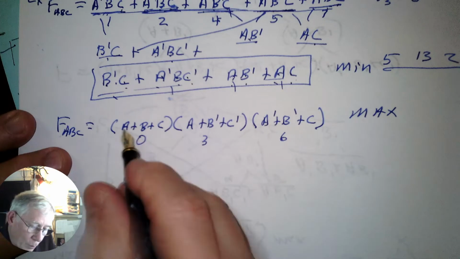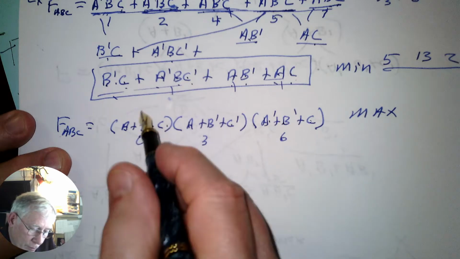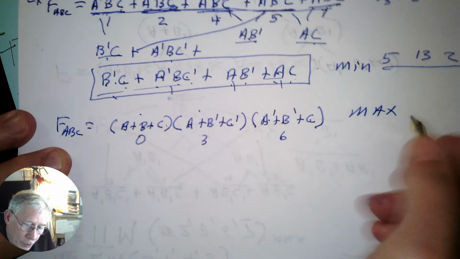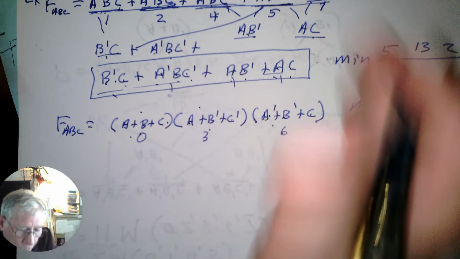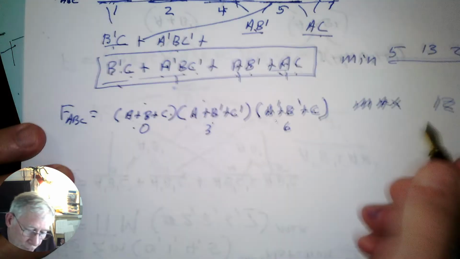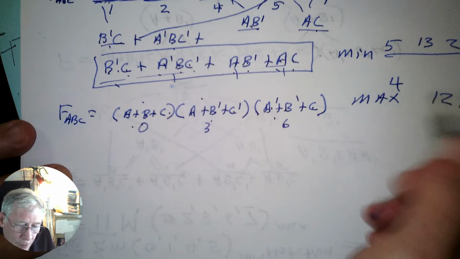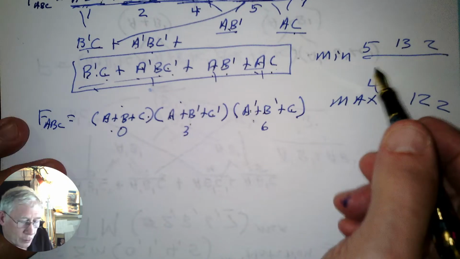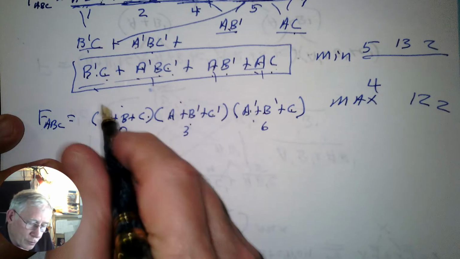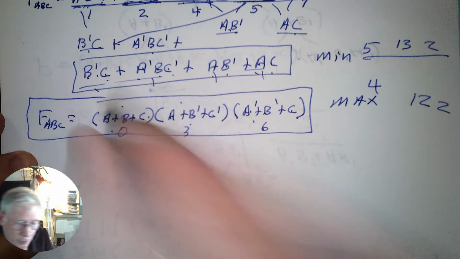Here you have 9 plus 3, so 12 inputs. You have 3 gates plus an overall output gate for 4 gates. So you have 4 gates, 12 inputs, 2 layers. And so it's better than the minterm solution. So in this case, I would choose this as my simplest solution.